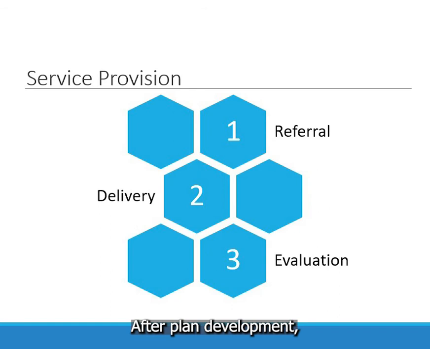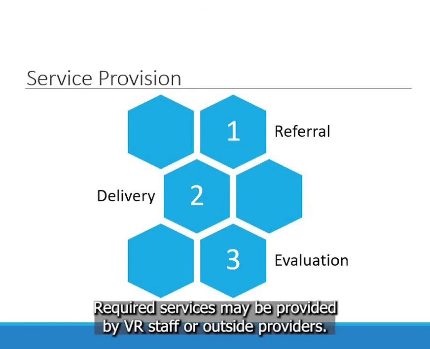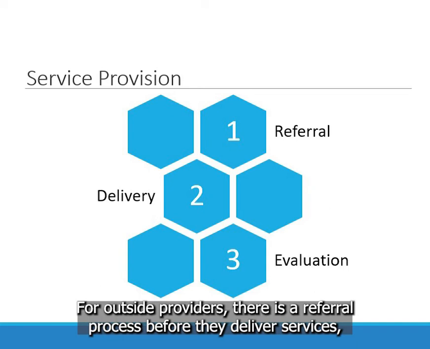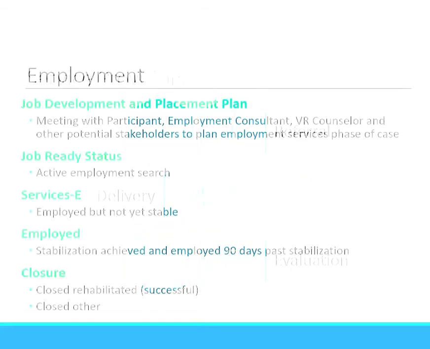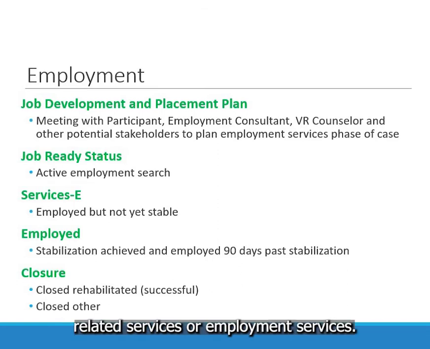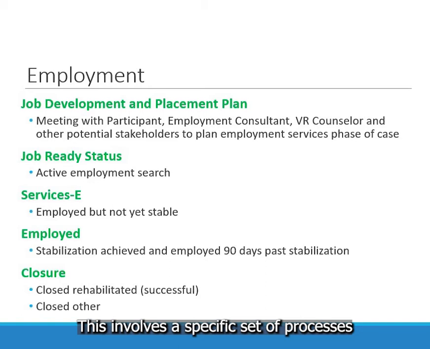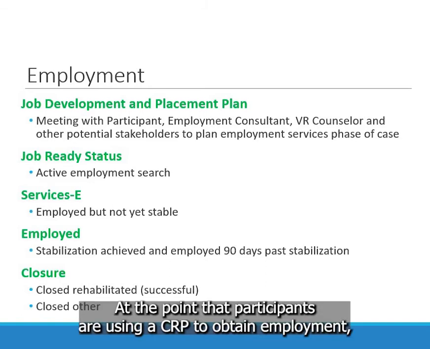After plan development, services are implemented, which is the 5th stage of the VR process. Required services may be provided by VR staff or outside providers. For outside providers, there is a referral process before they deliver services, and then there is ongoing evaluation of those services. One of the major services provided by VR is job-related services or employment services. This involves a specific set of processes with specialized community rehabilitation providers, CRPs.